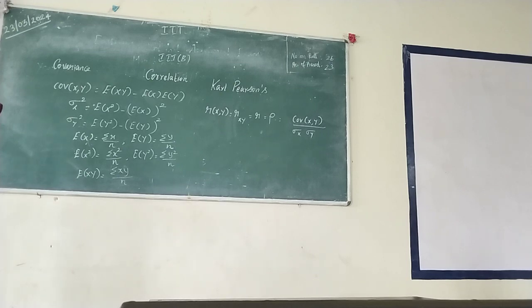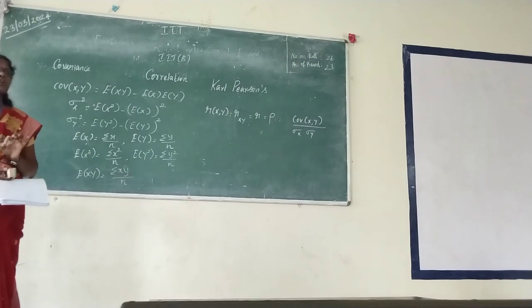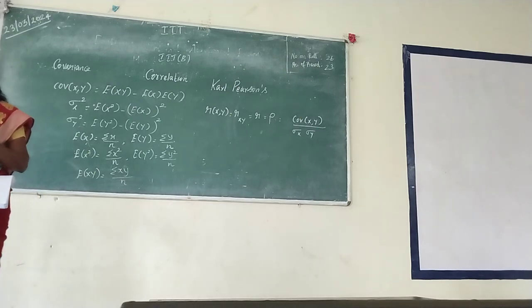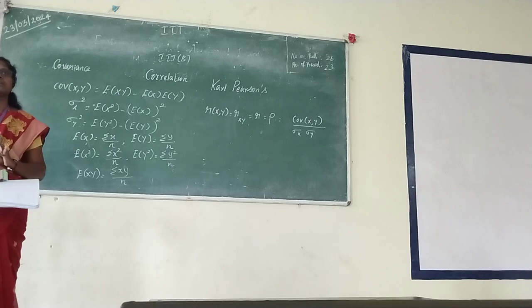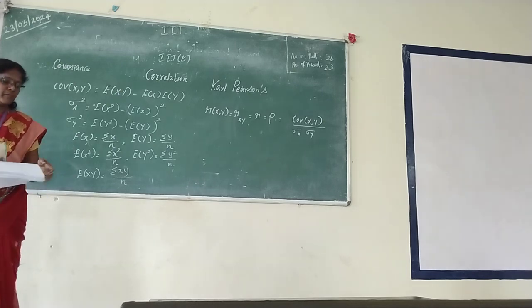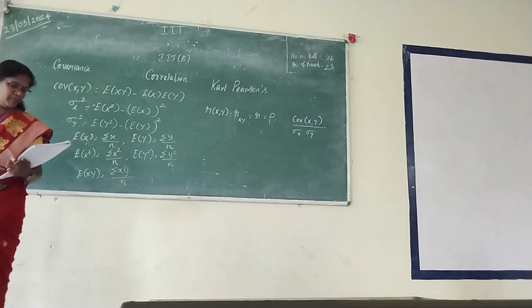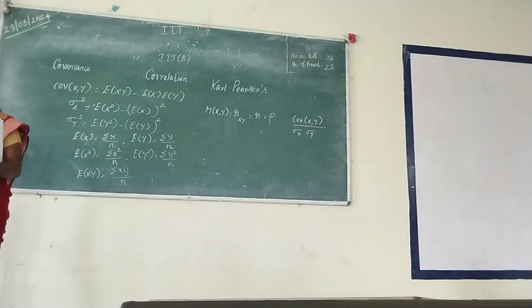The very important point to note here is that the correlation coefficient always lies between -1 and +1. The range of the correlation coefficient is only from -1 to +1. You will not have any value outside this range. Make a note: the correlation coefficient lies between -1 and +1.